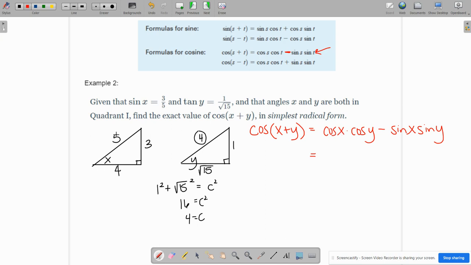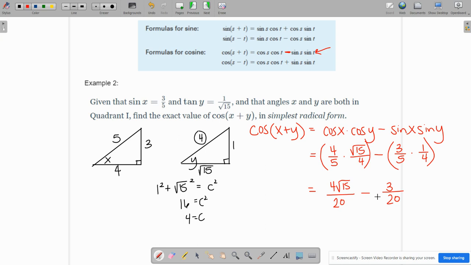The cosine of x over here is going to be 4/5 times the cosine of y, which would be the square root of 15 over 4, minus the sine of x, which was given to us as 3/5, times the sine of y over here. Sine of y is going to be 1/4, so multiplied by 1/4. Following order of operations, we need to multiply before we subtract. So multiplying here, we would get 4 root 15 in our numerator over our denominator of 20, minus, over here, multiplying across, we would get 3 over 20.